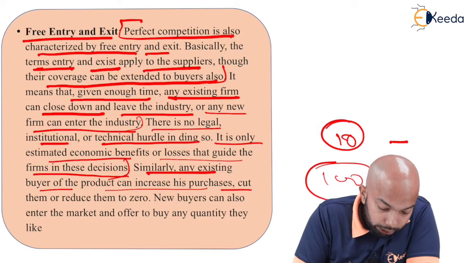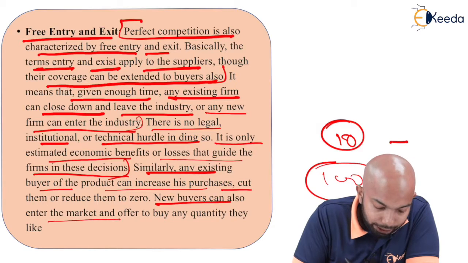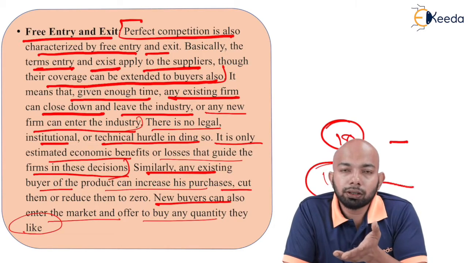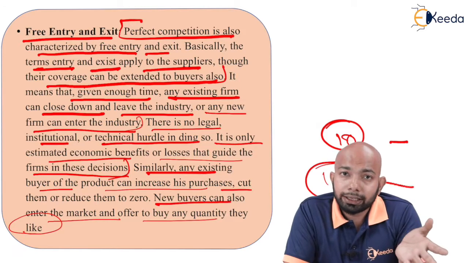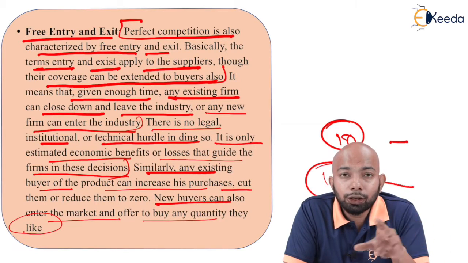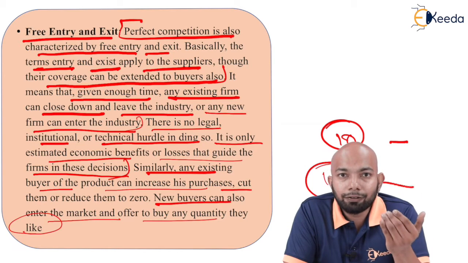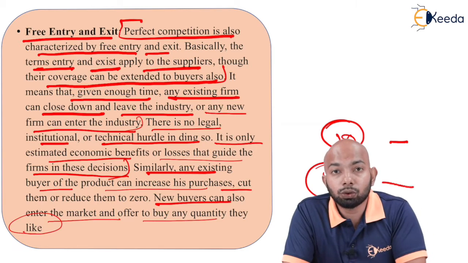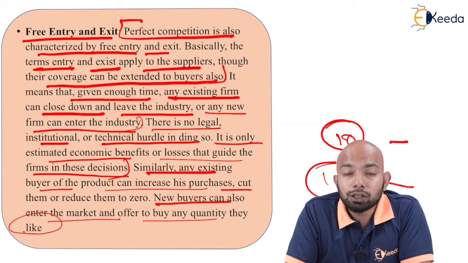Now, new buyers can also enter the market and offer to buy any quantity they like. There are new buyers. I require certain raw materials, and I am a new firm here. I want to buy from this firm. I can take that. It is absolutely possible for me. There is no legal condition, no requirement of clearing, or no steps that I have to achieve before I can go further ahead. Hence, there is no such binding here.